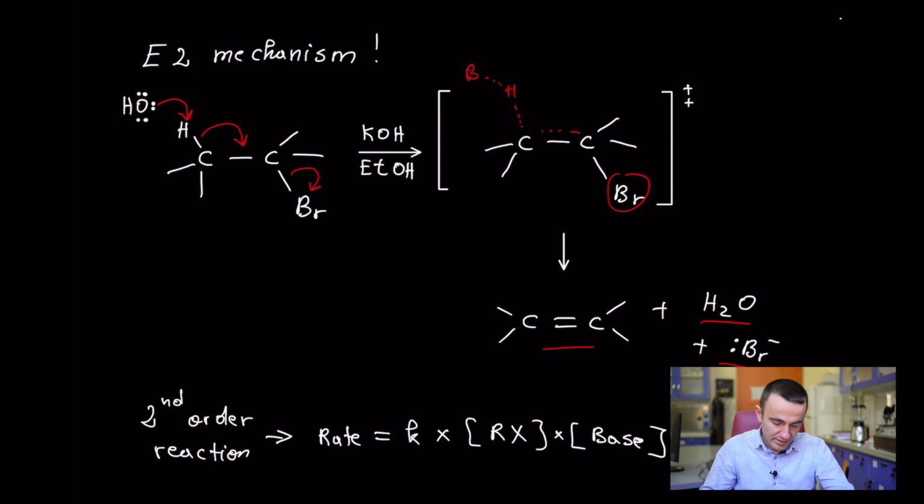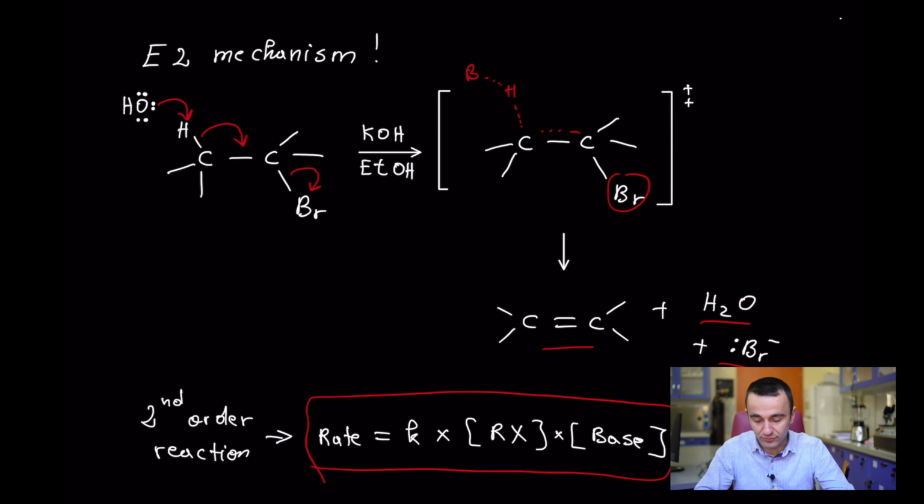Okay? It is a second order reaction, and it follows the rule for second order reactions because the rate determining step includes the alkyl halide but also the base that initiates the elimination reaction. E2 reaction occurs with antiperiplanar geometry, meaning that all 4 reacting atoms, the hydrogen, the 2 carbons and the leaving group, lie on the same plane.